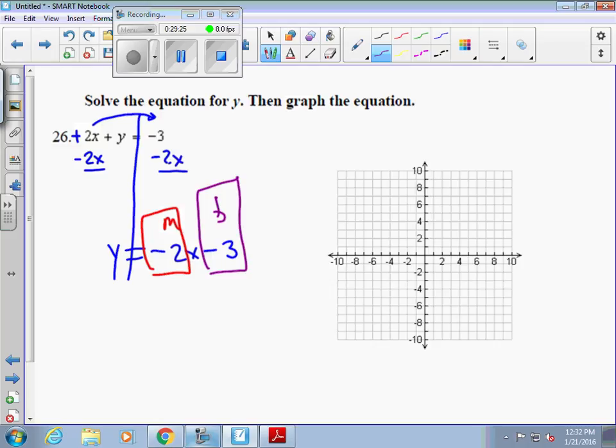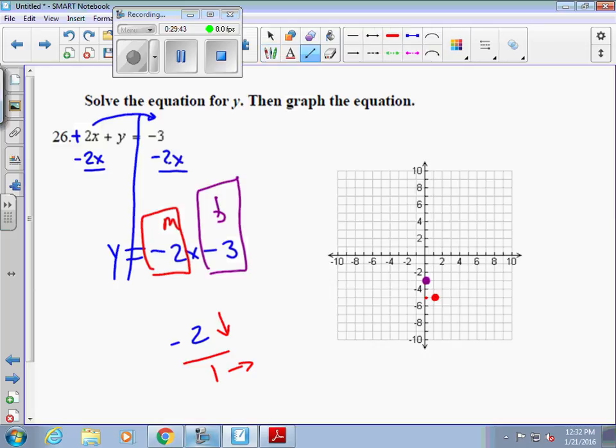B tells you to begin at negative 3 right here. M's value is negative 2. Remember, write it as a fraction if it's not in fraction form. Tells you to go down 2, go right 1. So down 2, 1, 2, and to the right 1, there is your second point. 2 points. Draw yourself a line through those 2 points. There's your graphed equation.